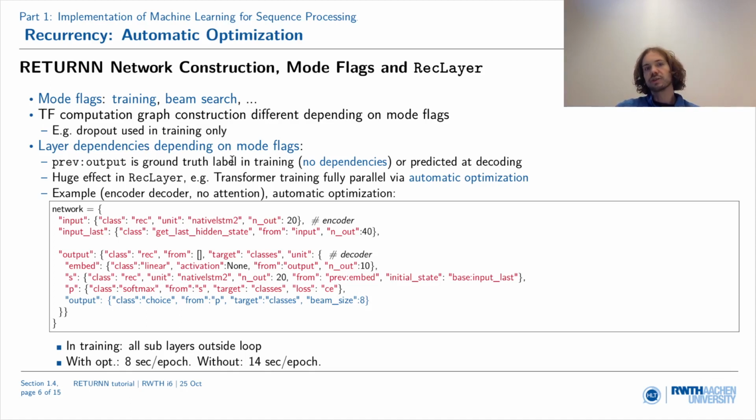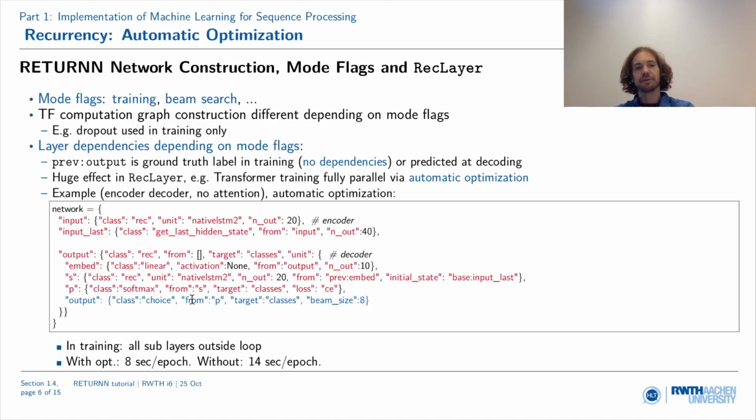These are the ground truth labels in training. So there are no dependencies to get this output. In decoding, you would predict it. So then you would have the dependencies. So this can have a huge effect when it does not have dependencies anymore. Also, the transformer can be defined in a similar way and then does not have any dependencies anymore. And that is how the transformer ends up in the fully parallel training, the automatic optimization.